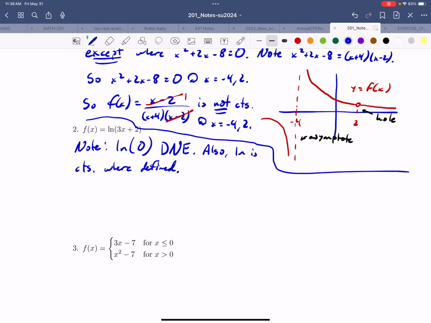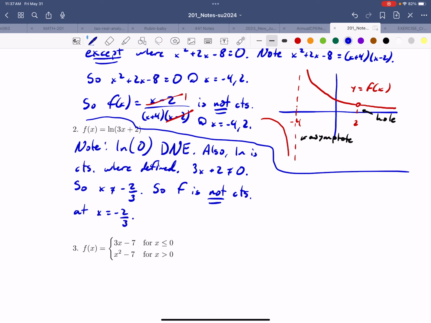Again, we don't need to know too much of this right now, but really what we need to know is that 3x plus 2 cannot equal 0, right? So x cannot equal -2/3. So I guess we could say, so f is not continuous at x equals -2/3.